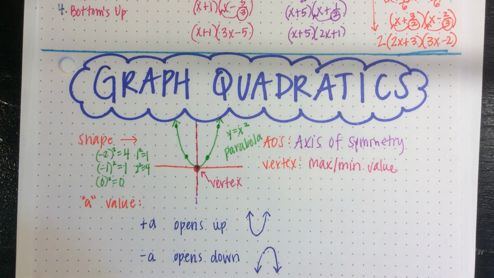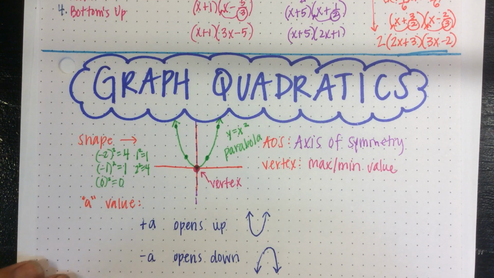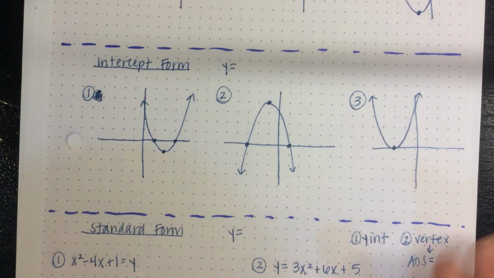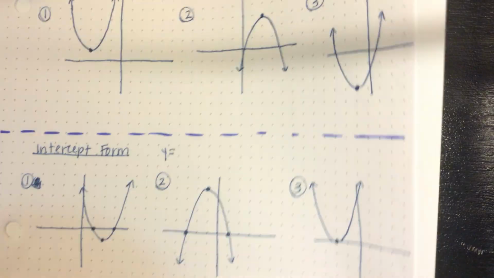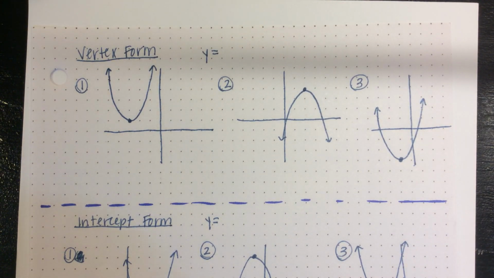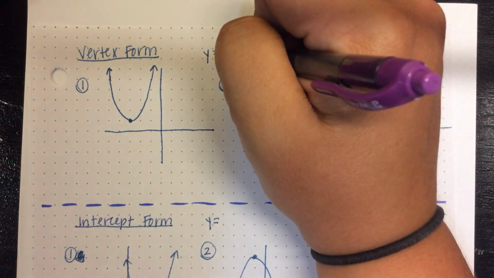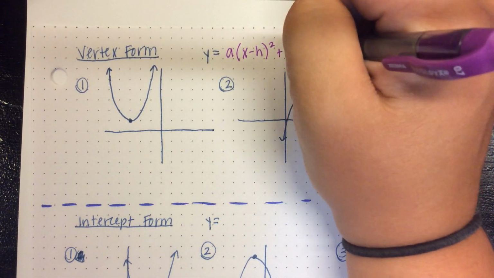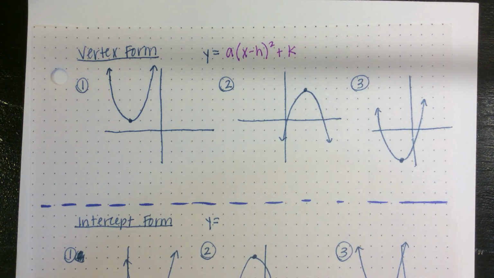Okay, we got 3 forms of quadratic equations we're going to look at. For the first 2, all we're really focusing on is being able to write the equation when you're given the graph. So we're not so much graphing from vertex form and intercept form, but I'm going to give you a graph and you have to be able to write or fill in the equation. The first one we're going to look at is vertex form. The way vertex form looks without any numbers in it is a times (x minus h) squared plus k.